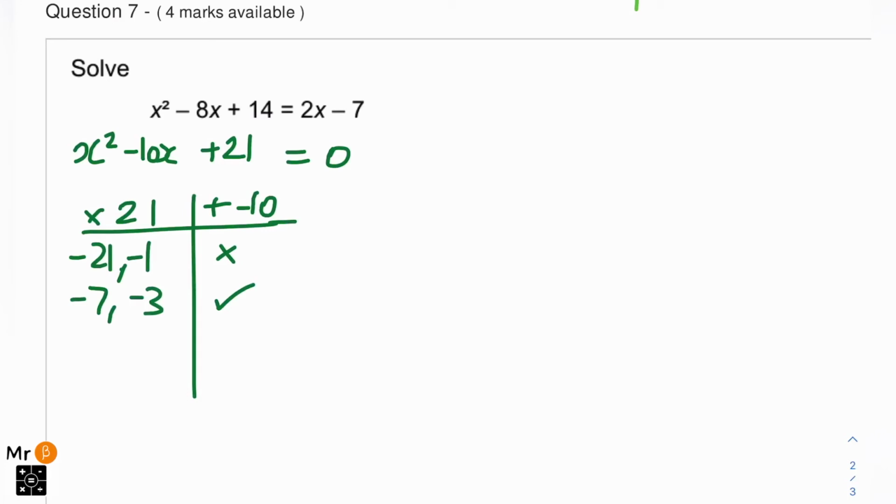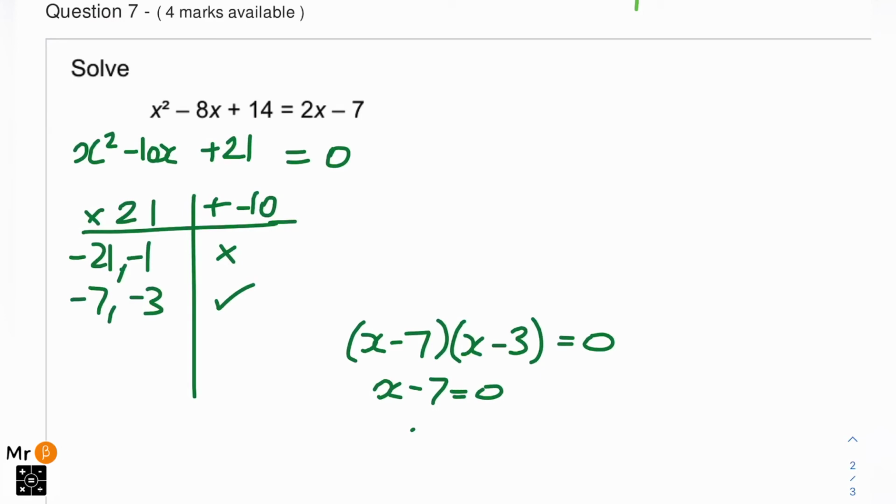You can see that negative 7 and negative 3 works, so therefore in our brackets we have x minus 7, x minus 3 is equal to 0. We make each bracket equal to 0. That gives us one solution of x is 7, and our second solution of x is 3.